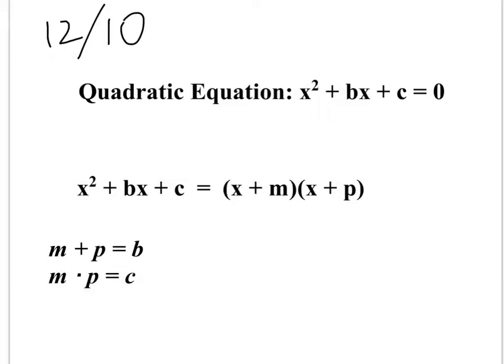Today we're going to talk about quadratic equations. You need to know what a quadratic equation is. That's x squared plus bx plus c, and that is equal to 0. x squared plus bx plus c. That is a quadratic equation.